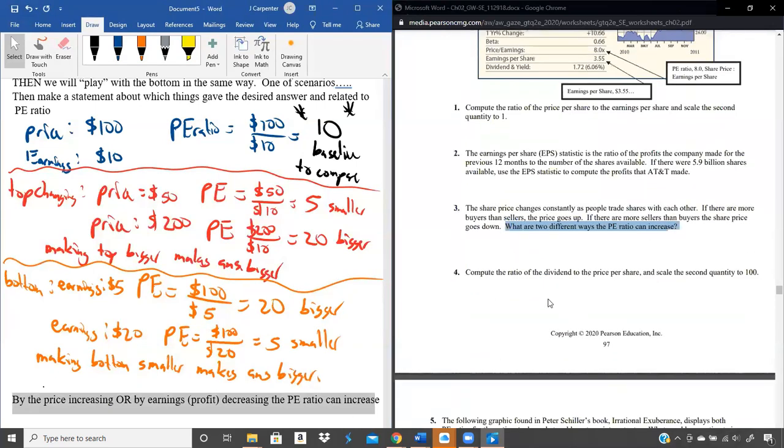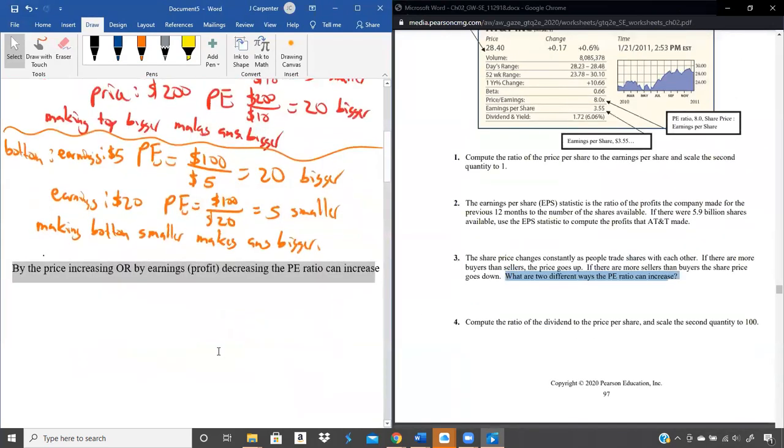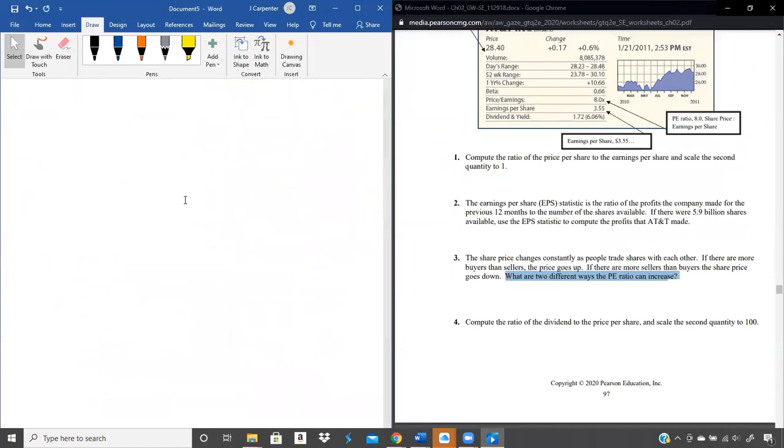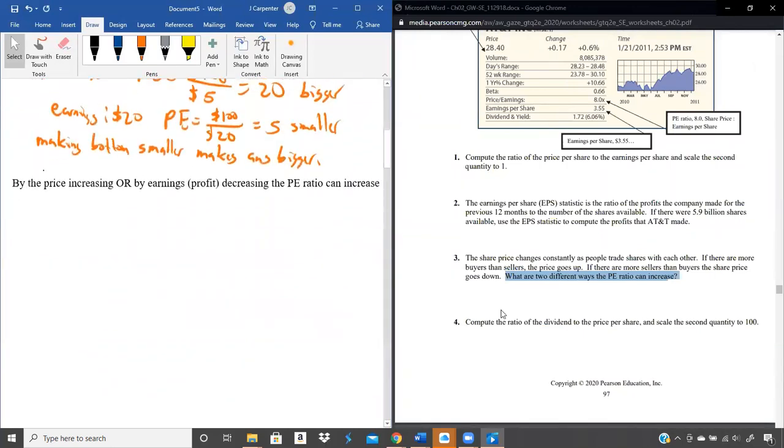All right, number 4, before we move on to the next page, make sure I got lots of space. I don't want that issue happening again. Compute the ratio of the dividend to the price per share and scale the second quantity to 100. So we're not scaling the second to 100, we're scaling it to 1. So number 4, the dividend to the price per share. We're doing dividend, use your words, to the price per share. So that's how we know what to set up.